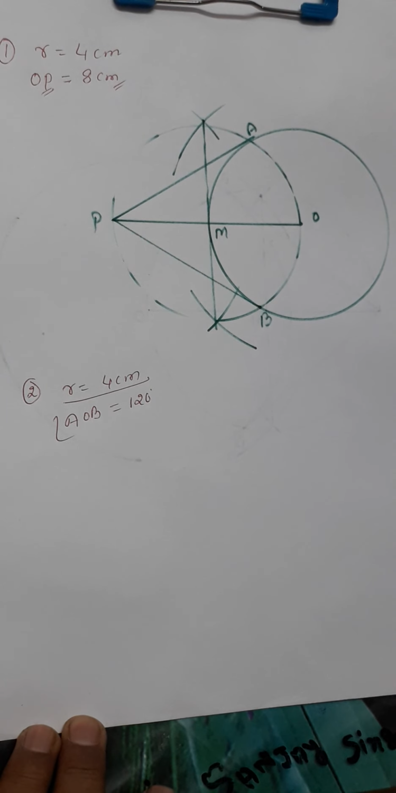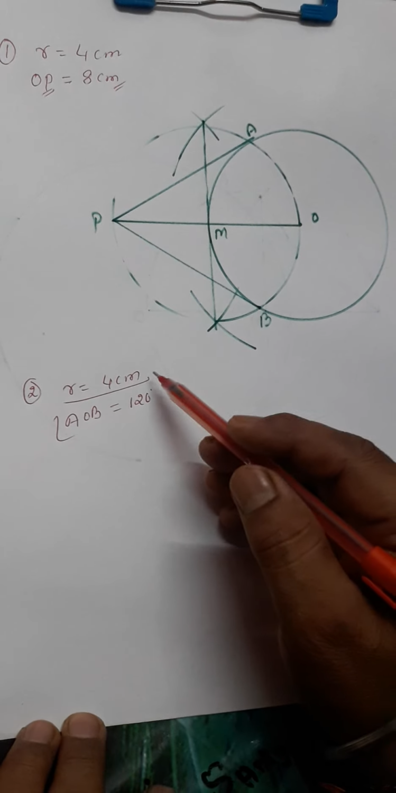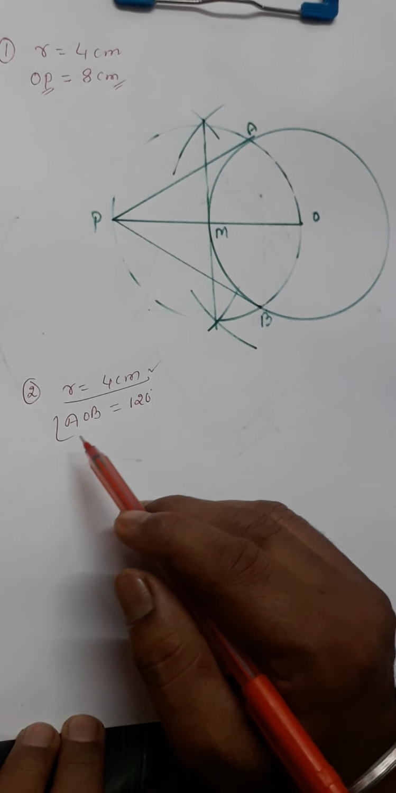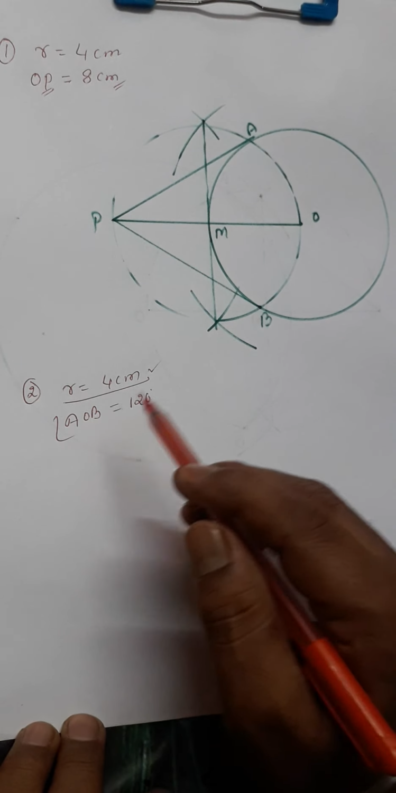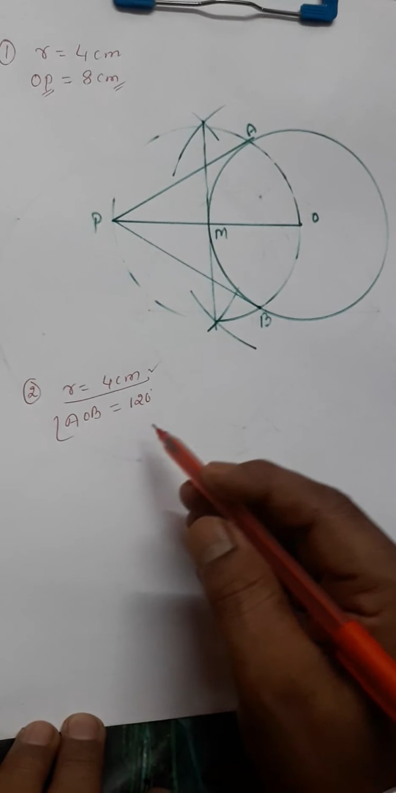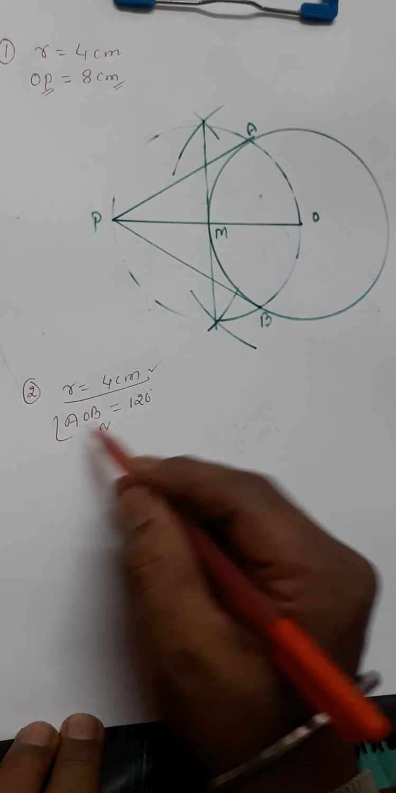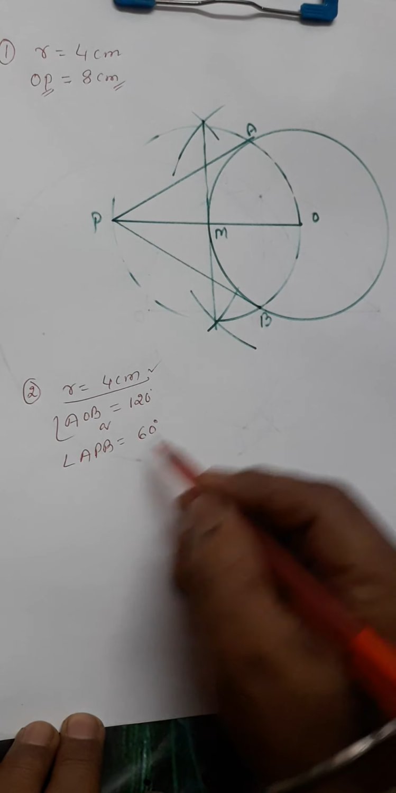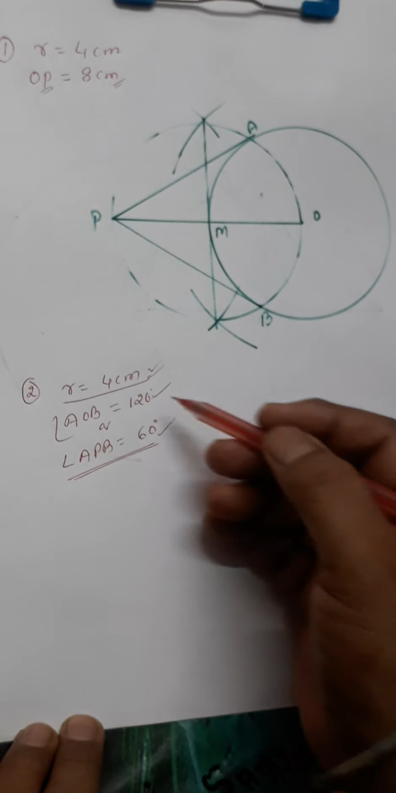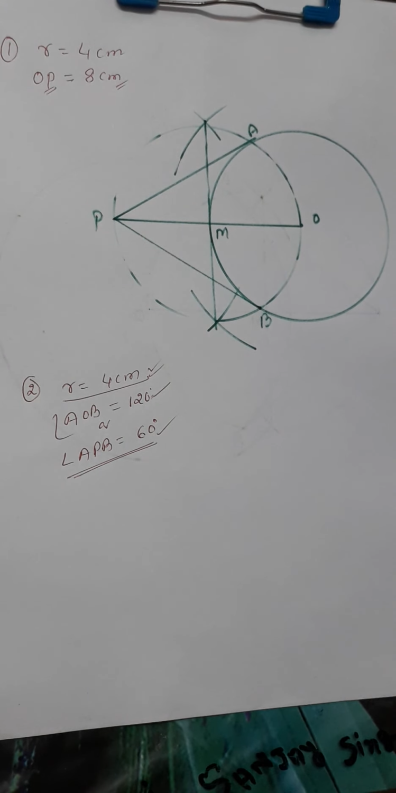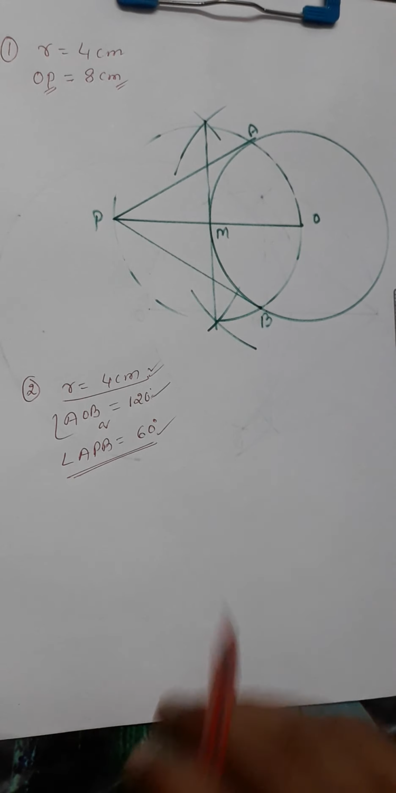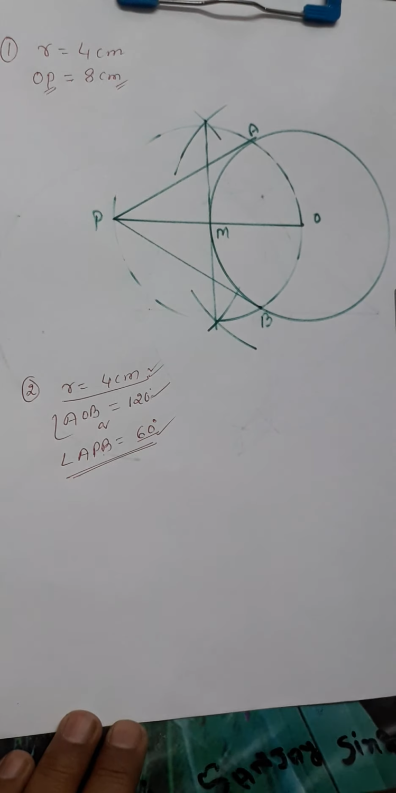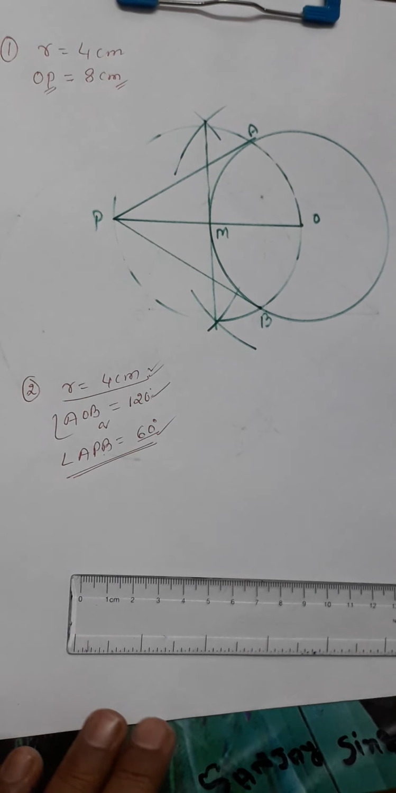The question may be given like this, that we have to draw a circle of radius 4 centimeter and we have to draw two tangents such that angle between these two tangents be 60 degree. Question may be like this also, or AOB is 120 or angle APB is equal to 60 degree. Condition may be given any of these two. Now let us start. Suppose this is given that we have to draw and the angle between them is 60 degree, and we will start like this.